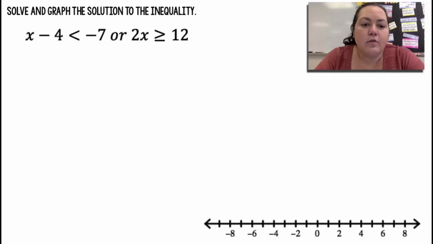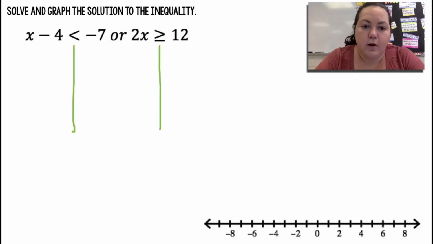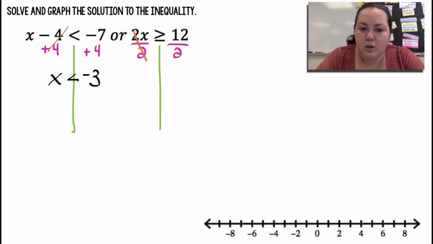All right, solve and graph the solution to the inequality: x minus 4 is less than -7, or 2x is greater than or equal to 12. So I'm going to solve two different problems here. The first one, x minus 4 is less than -7. I'd add 4 to both sides. That cancels and gives me x is less than -3. On the other one, I would divide both sides by 2 to get x by itself. I get x is greater than or equal to 6.